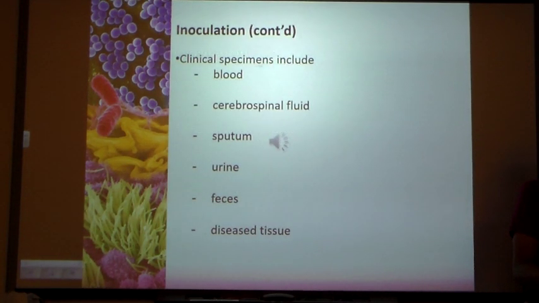These are the common samples that you get from clinical samples: blood cultures, CSF culture, sputum from people who may have TB or other respiratory infections, urine, feces, sometimes diseased tissues, or you do certain swabs, like skin swabs or swabs of different places. Then you inoculate it into some media.